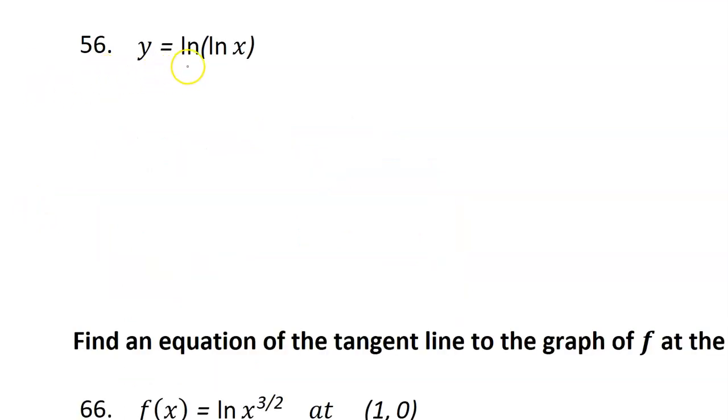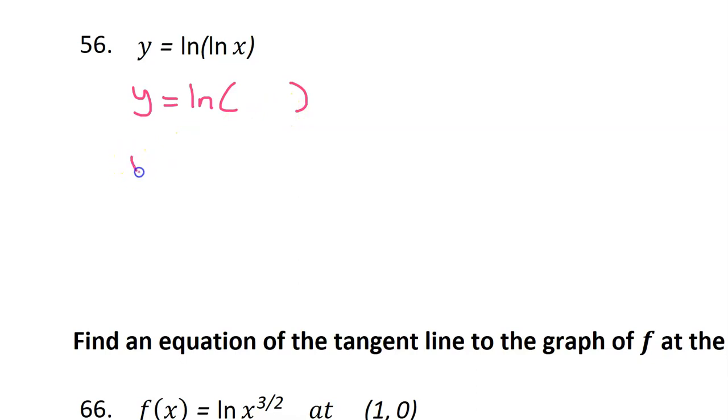Number 56 looks really interesting because we have a natural log inside of a natural log. Clearly, we are going to have to do the chain rule. So let me illustrate this for you. We have the outer function, which is this natural log. We're going to take the derivative of the outer function first.